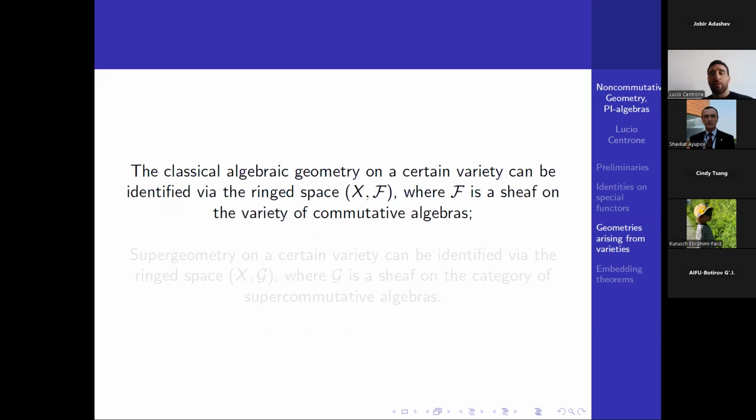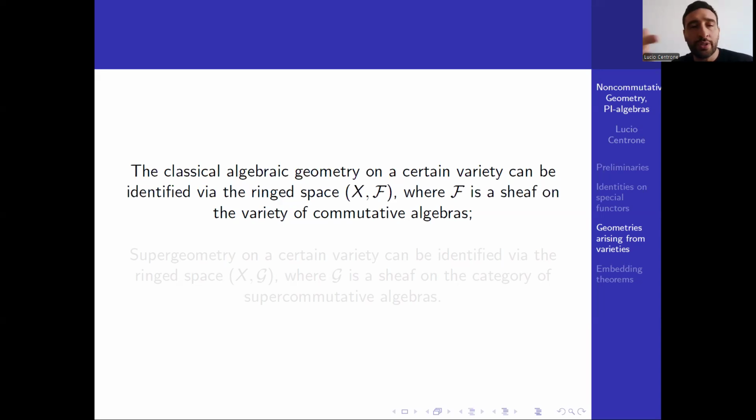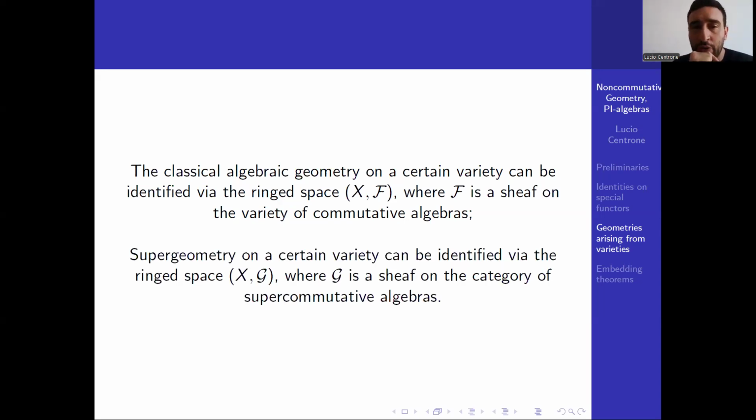Okay, I would like to tell you why we defined such kind of geometry. Because of course, classical algebraic geometry is simply a couple of a ring space where you have a sheaf in a variety of commutative algebras, and supergeometry on a certain variety is, of course, identified with the ring space XG, which is a sheaf on the category of supercommutative algebras.